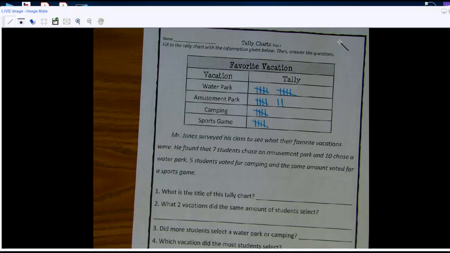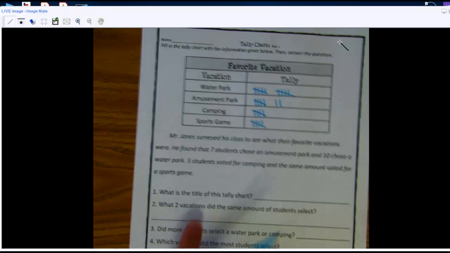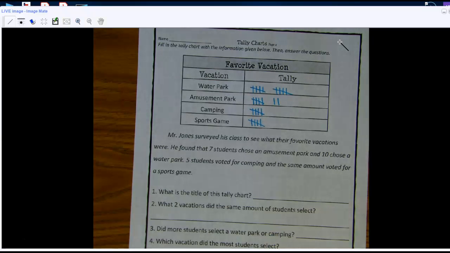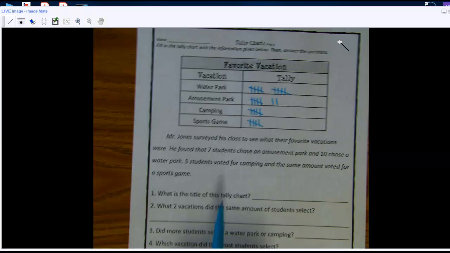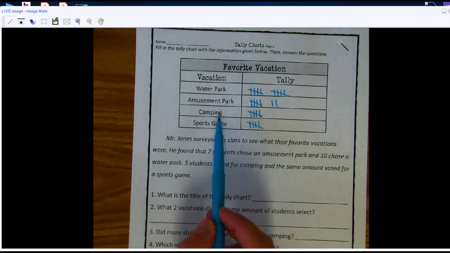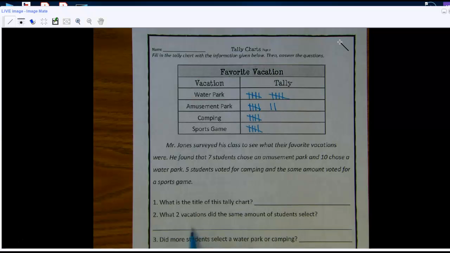Number 2, what 2 vacations did the same amount of students select? Which ones have the same number? Write them. Which 2 ones had the same number? Water park, amusement park, camping, or sports game? Which one? 2 of them had the same.